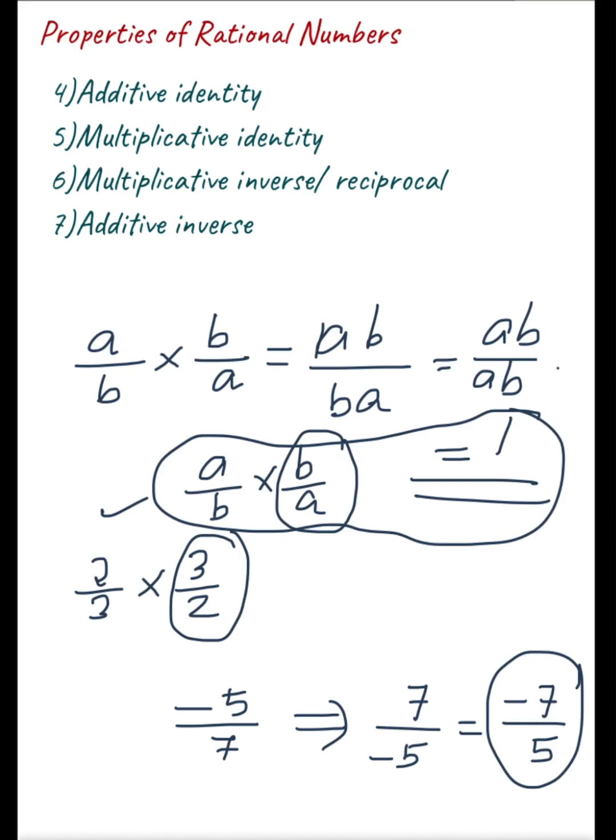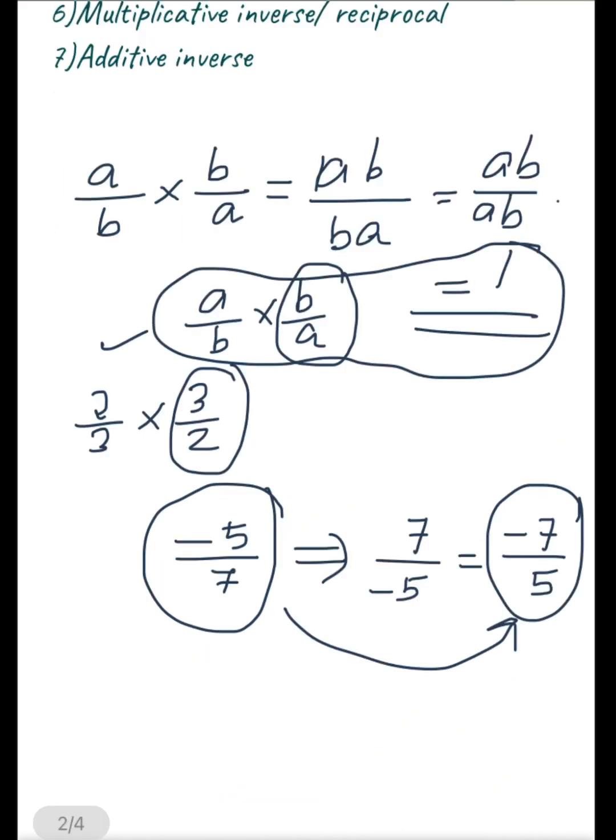So the multiplicative inverse or reciprocal of minus 5 by 7 is what? Minus 7 by 5. You need to just change the order of numerator and denominator. Then you will get the multiplicative inverse or reciprocal.